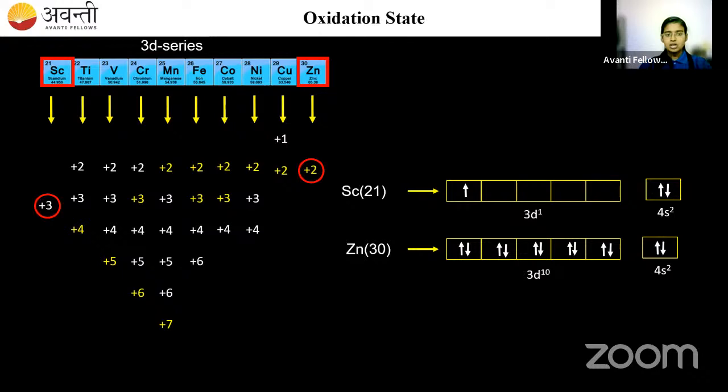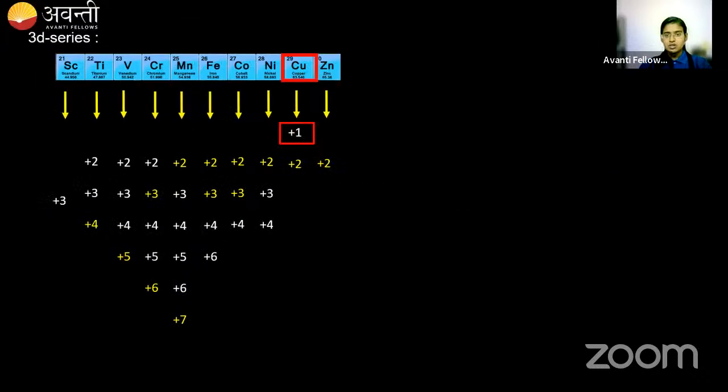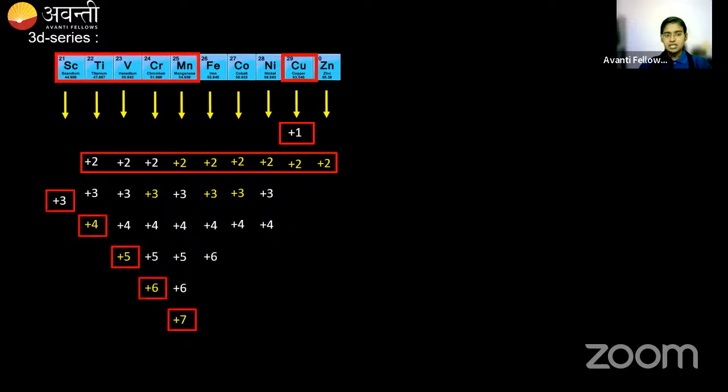Now coming to copper. Copper can exist in +1, and most of the elements from titanium till zinc, except scandium, exhibit the +2 oxidation state. So +2 is the most common oxidation state for this 3D series. Got it? Now if you look into the early transition elements, from scandium till manganese: scandium, titanium, vanadium, chromium, and manganese.